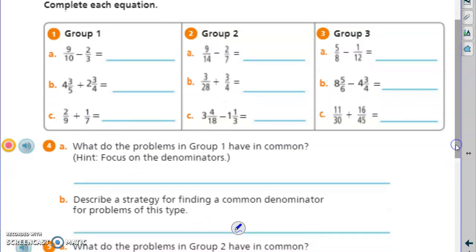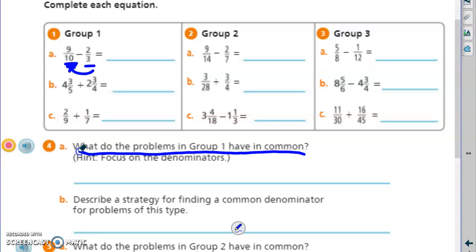So what I'd like to do is take a look at question 4, which says, what do the problems in group 1 have in common, focusing on the common denominators? So let's just figure out what the common denominators are here. So letter A, we've got 10 and 3. And the first thing I always look at is, will 3 go into 10? No, rats. So my tip to you is this. I like to look at the bigger denominator, which would be the 10, right? And go through my multiples of 10 to see till I find one that will work. Let me show you what I mean.